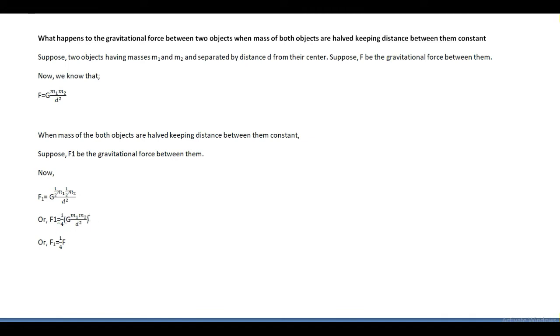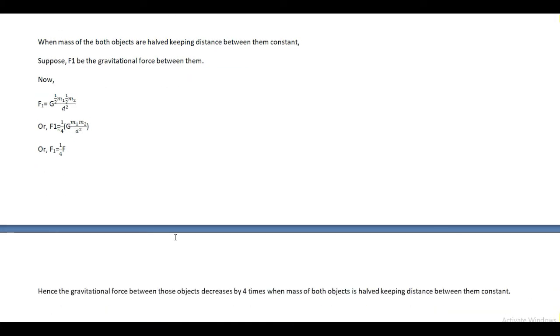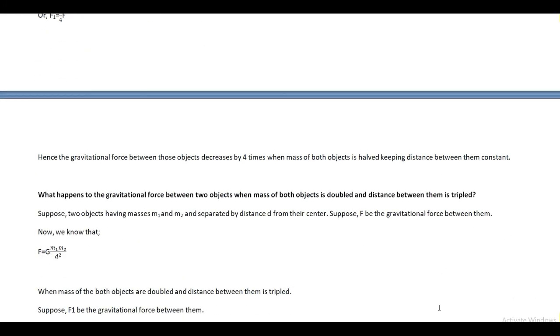Then in place of G m1 m2 by d square inside the bracket, we have written F, because F equals G m1 m2 by d square. Then we have obtained F1 equals 1 by 4 F. So it is clear that the final gravitational force F1 equals 1/4 of the initial gravitational force F. That means the gravitational force is decreased by 4 times. Hence the gravitational force between those objects decreases by 4 times when the mass of both objects is halved, keeping the distance between them constant. Now let's see one more analytical question.